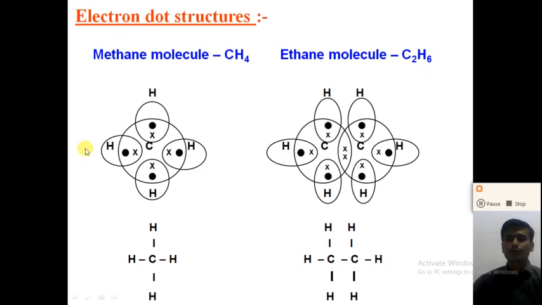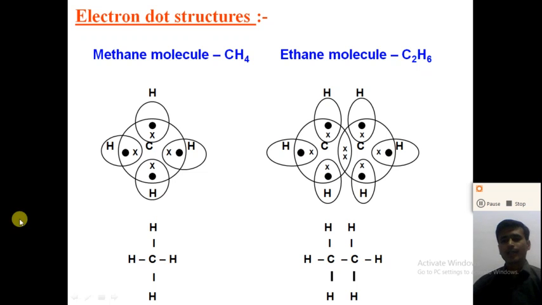Similarly, the 4 valence electrons of the carbon atom make covalent bonds with the 4 hydrogen atoms, and we get the structure of CH4, right? So here the C makes covalent bonds with the 4 hydrogen atoms, right?